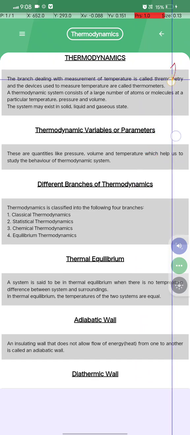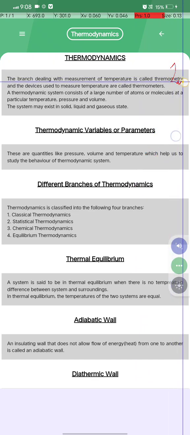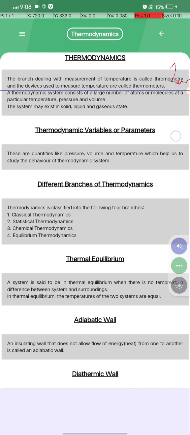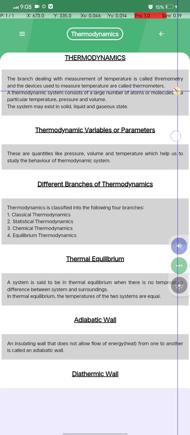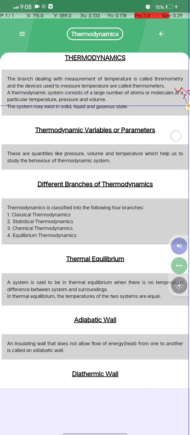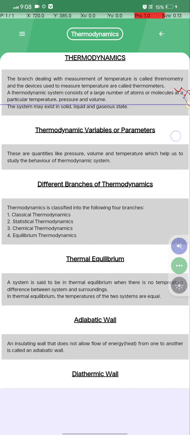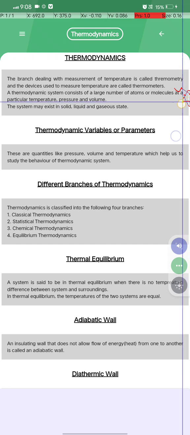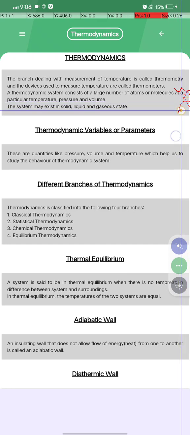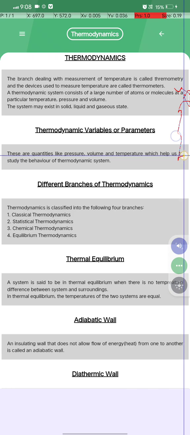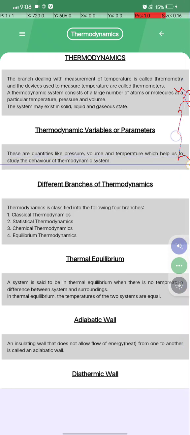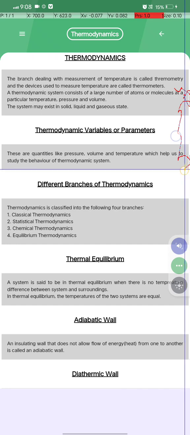देखो thermodynamics क्या होता है. The branch dealing with the measurement of temperature is called thermometry, and the device used for the measurement of temperature is called a thermometer. And the thermodynamic system consists of a large number of atoms or molecules at a particular temperature, pressure and volume. The system may exist in solid, liquid, and gaseous states. Thermodynamic variables or parameters are the quantities like pressure, volume, and temperature, which help us to study the behavior of a thermodynamic system.